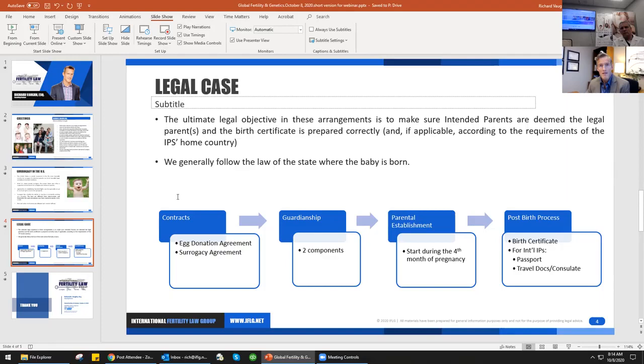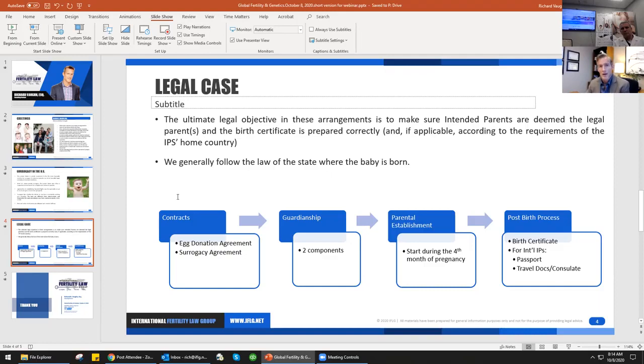But one of the main functions of this contract is to establish that you are the intended parents and that she is not an intended parent. The contract alone can only establish intention. It cannot, by itself, give you parental rights. That's what the court order is for. So that's, again, our ultimate objective, the court order in these cases.